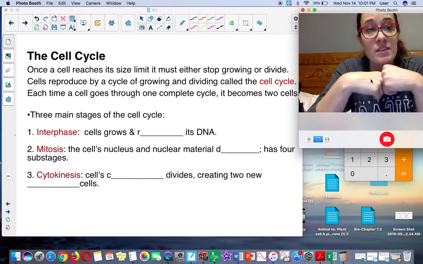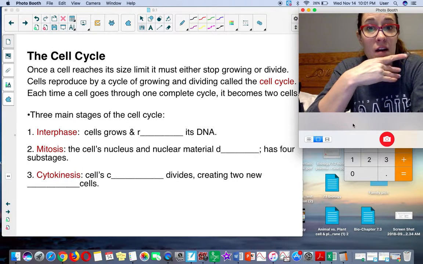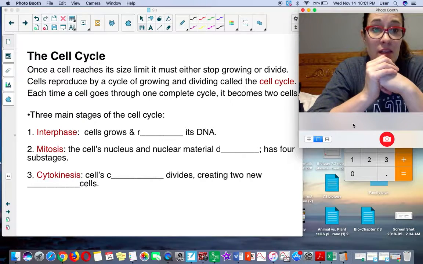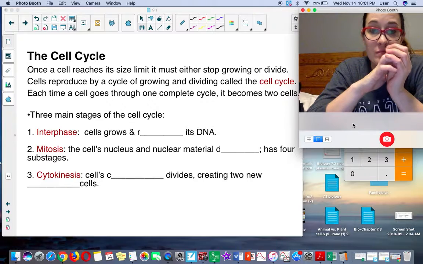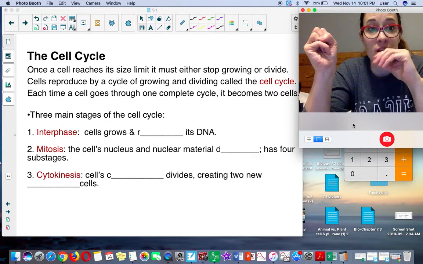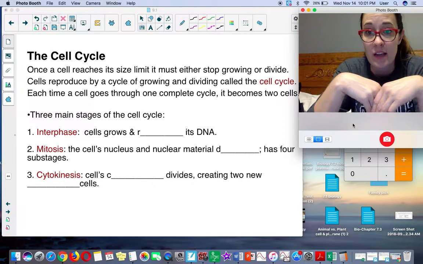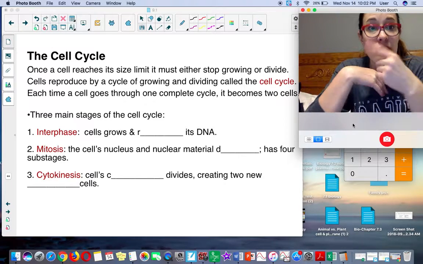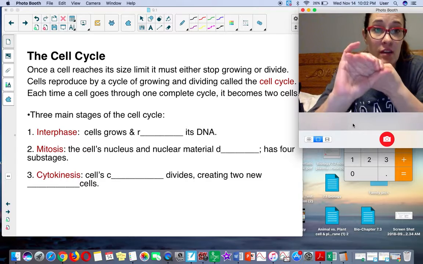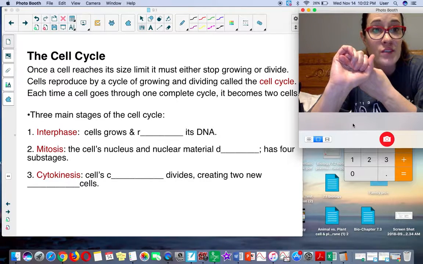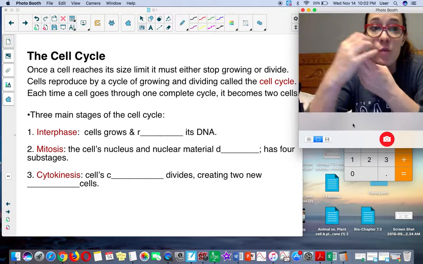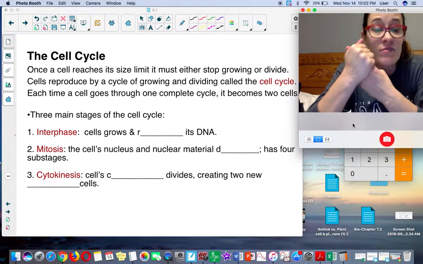And cells need to do this in living things because it reaches a certain limit. And so that cell needs to either divide or stop growing. And each time one cell divides into two is an entire cycle. The three main stages are interphase, mitosis, and cytokinesis. First, interphase. This is when the cell grows and replicates its DNA. The second main stage is called mitosis. This is when the nucleus and the nuclear material within the nucleus, the DNA, divides.